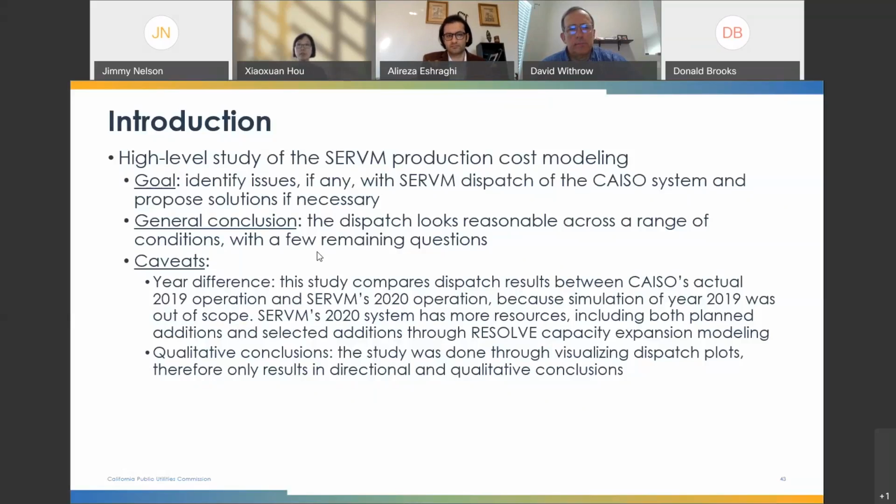Before going into the details, I want to mention two caveats. The first one is similar to the study that Jimmy just presented on. We were comparing CAISO's actual 2019 operation to SERVM's 2020 operation, so we're comparing 2 different years. SERVM's 2020 system has more resources and a different load, so we are not expecting the 2 sets of dispatch to look exactly the same. And the second caveat is that the study was pretty high level and we were just visualizing and comparing the dispatch plots. So our conclusions are mostly directional and qualitative.